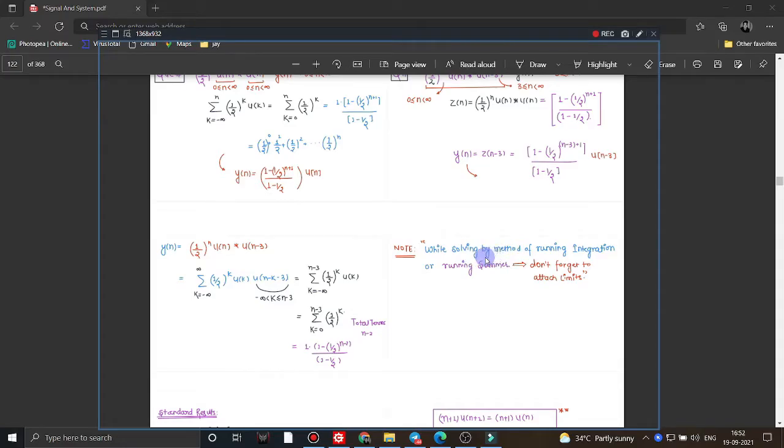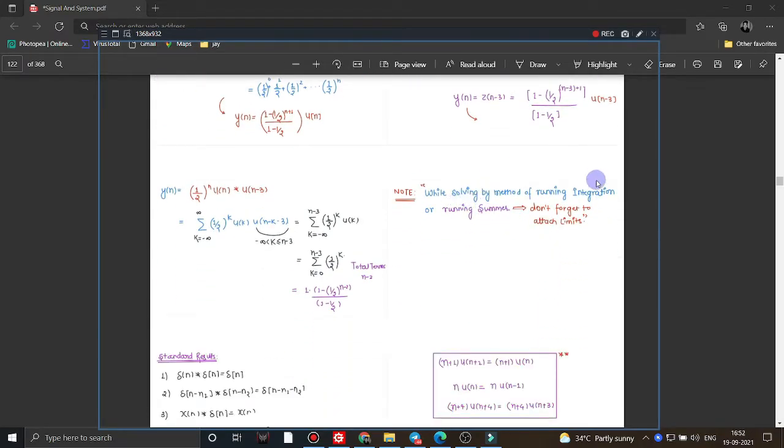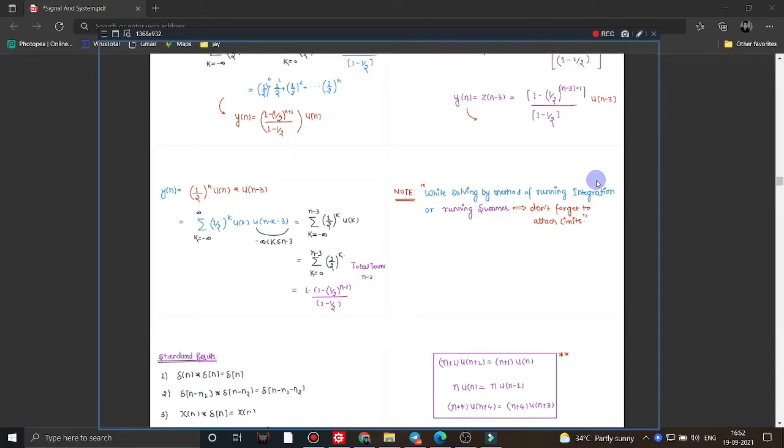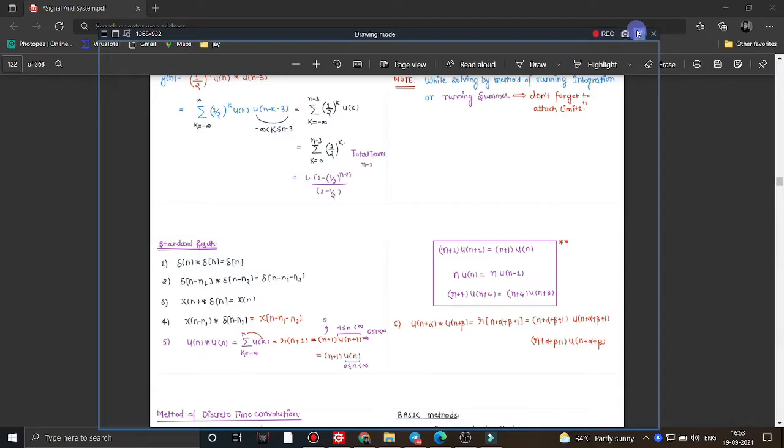While solving by the methods of running integration and running summable, don't forget to attach limits. We should always attach limits while solving for running summable and running integration. These are the standard results that we have to remember.